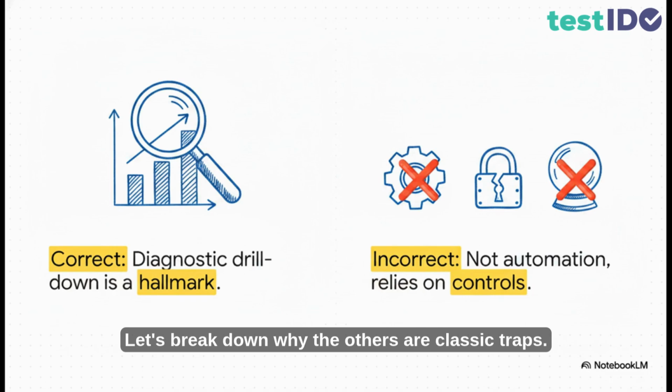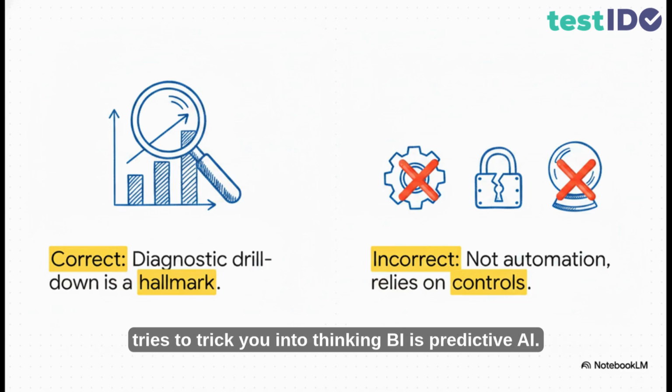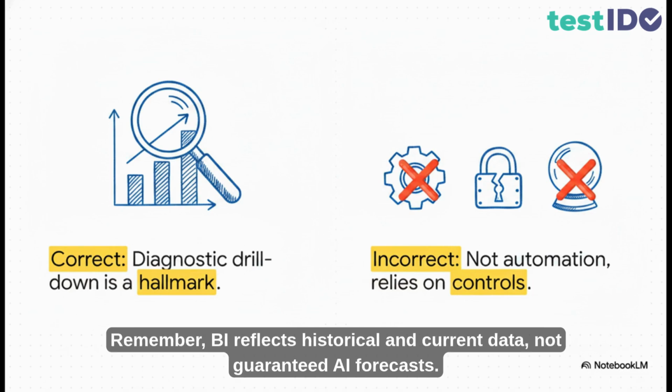Let's break down why the others are classic traps. Option A describes operational automation, not BI. Option C is a massive red flag. BI relies on strong internal controls. It never, ever replaces them. And option D tries to trick you into thinking BI is predictive AI. Remember, BI reflects historical and current data, not guaranteed AI forecasts.